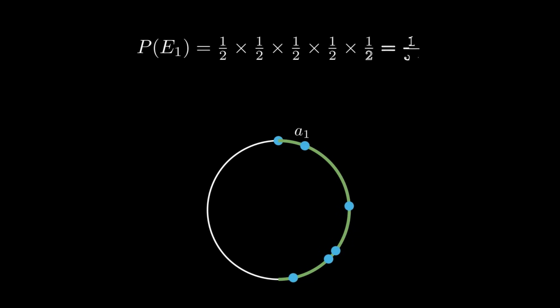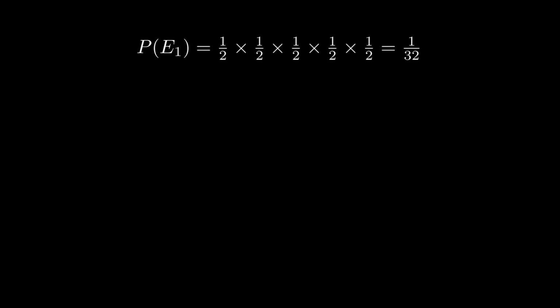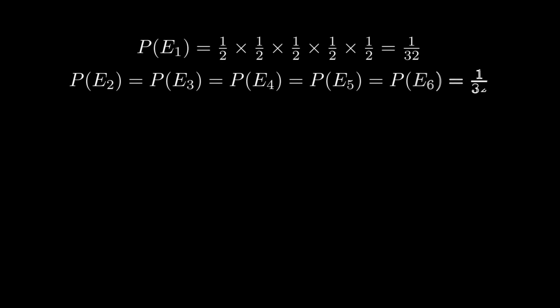Fix the first point here. Each of the remaining 5 points must lie on this green arc. The probability that the second point lies on this arc is 1/2, and the same holds for each of the other 4 points. So the probability of the event E1 is (1/2)^5, which is equal to 1/32. Similarly, the probability of any other event Ei is also 1/32.